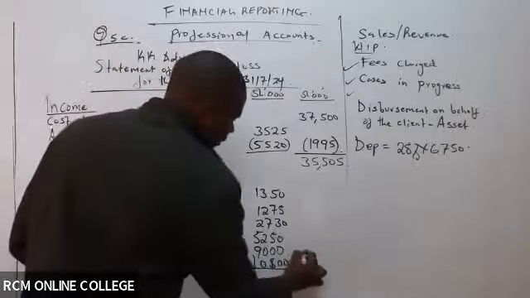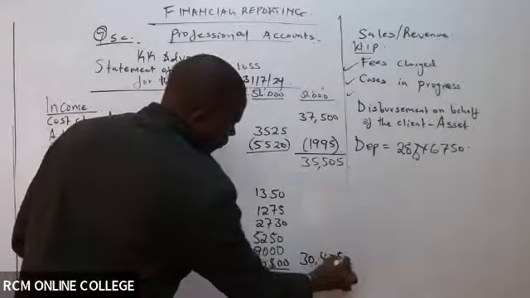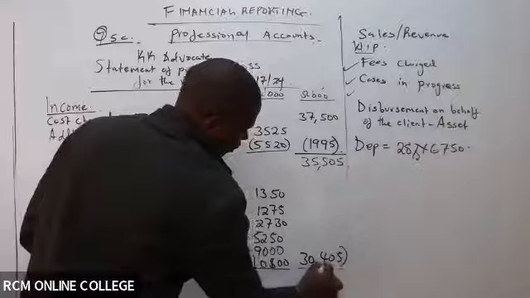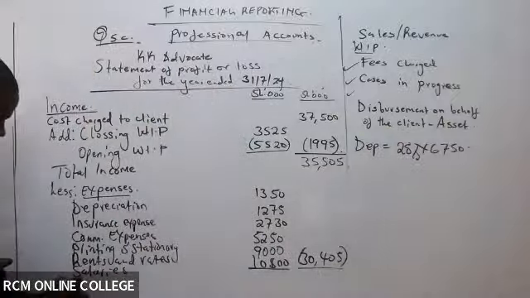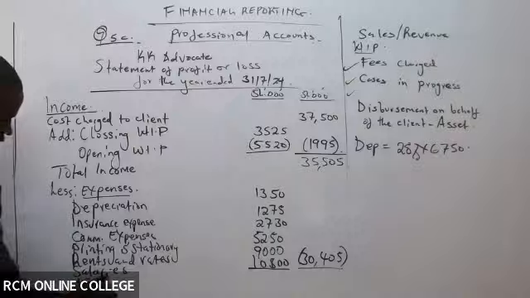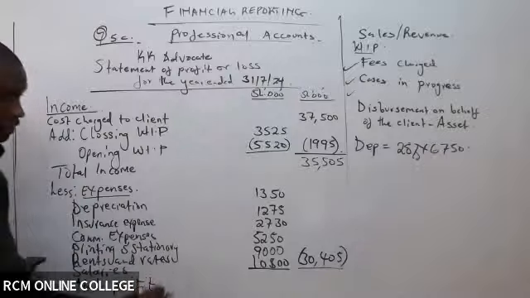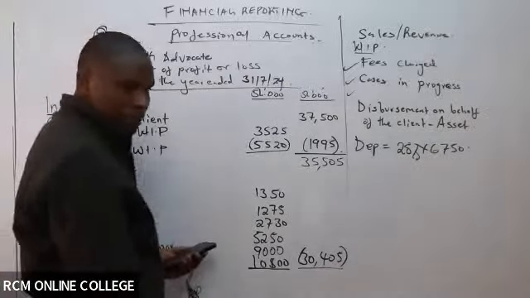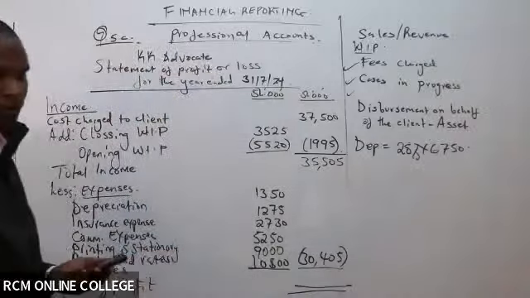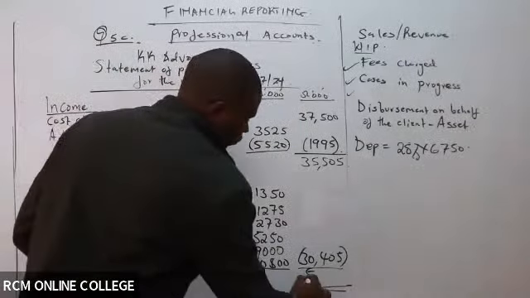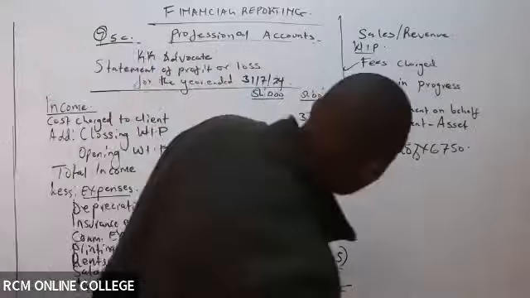$30,405. 30,405, right? So that one we deduct to get the profit for the year, net profit for the year. Net profit itakuwa ngapi? We can conclude this. Our net profit 5,100. That is the net profit for the year.